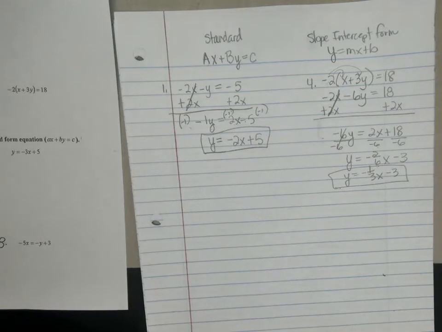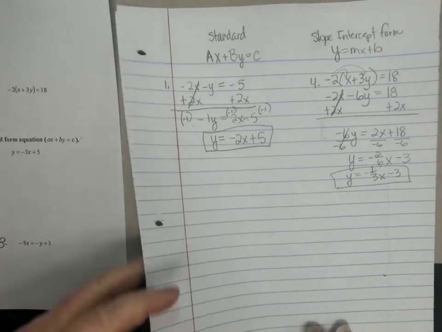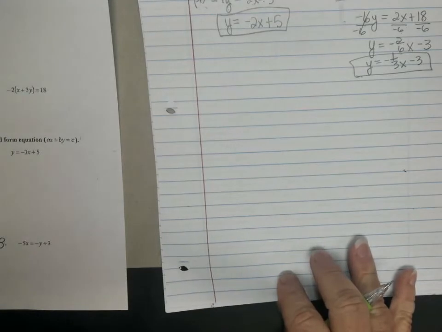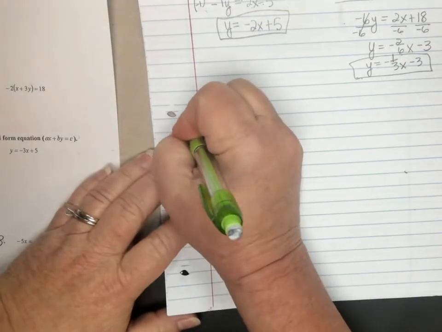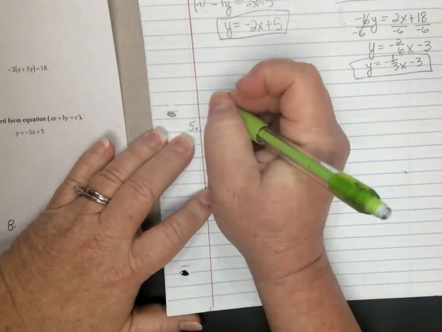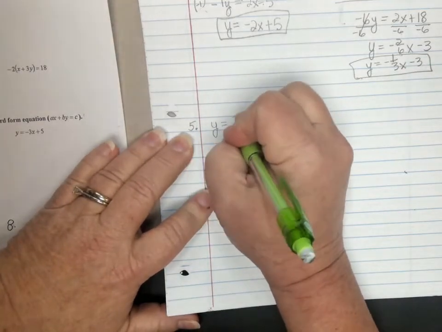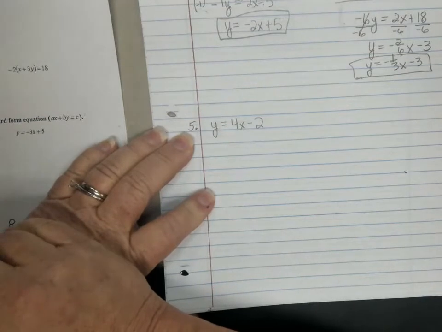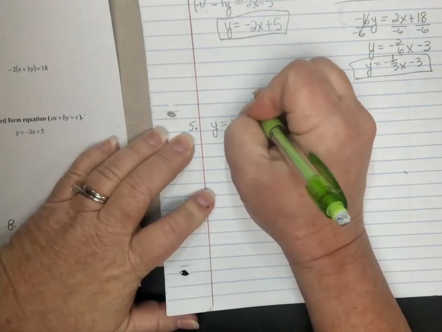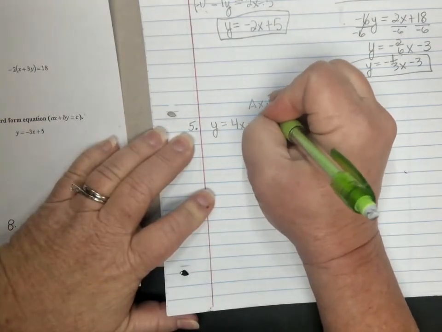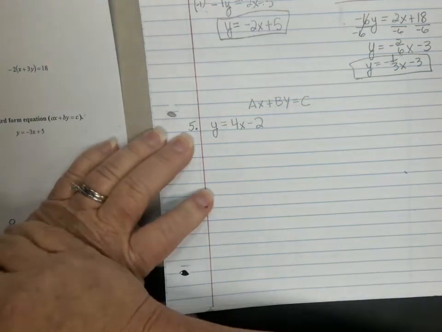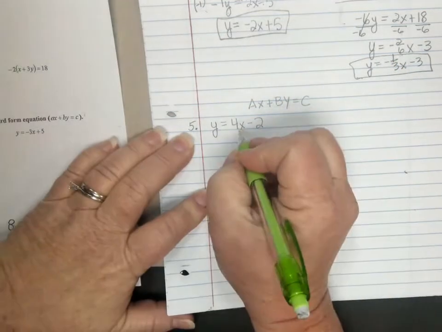So let's go down to number 5, converting slope-intercept into standard form equations. All right, so here we go. Number 5. We've got y is equal to 4x minus 2, and I need it to look like ax plus by is equal to c. Okay? So I need to bring my x over.